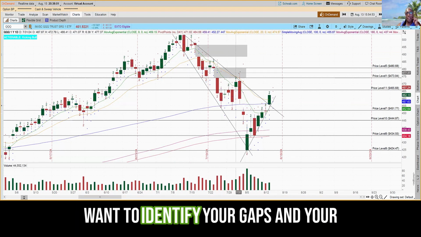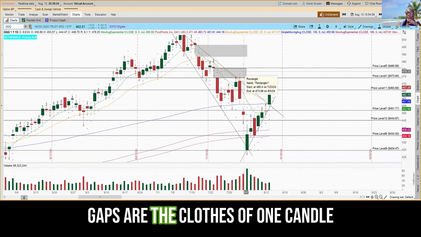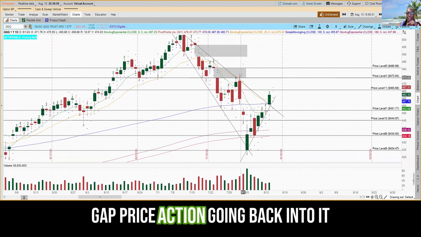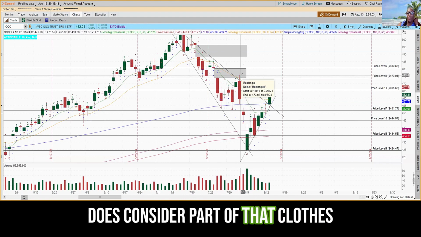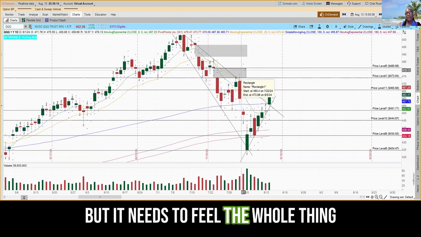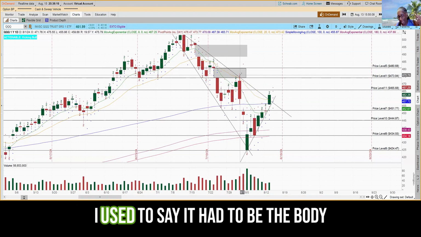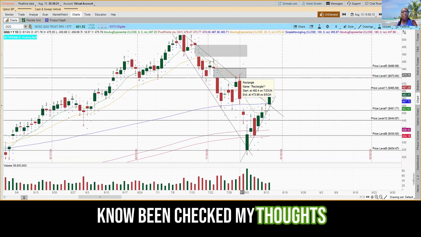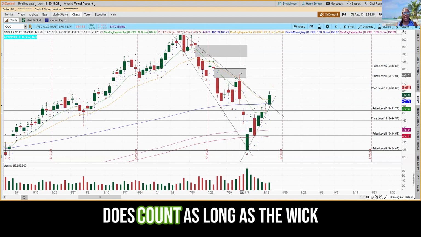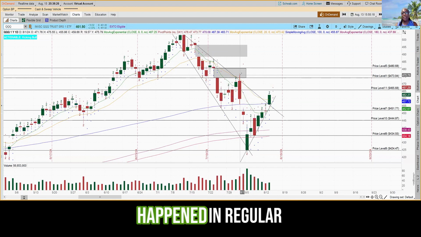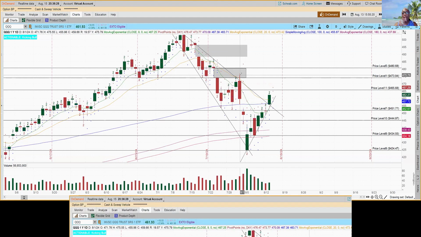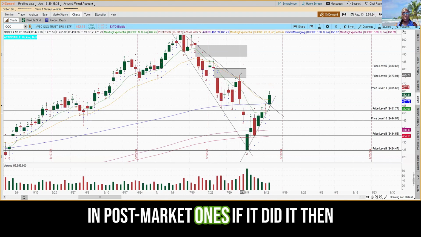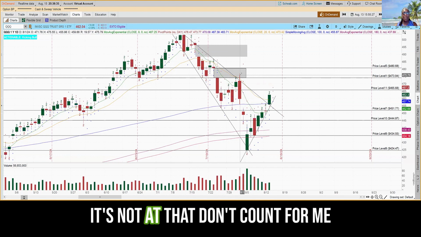and you want to identify your gaps. And your gaps are the close of one candle to the open of the next. That's the gap. Price action going back into it does consider part of that closed, but it needs to fill the whole thing. And I used to say it had to be the body, but I've now been checked. My thoughts have been changed that the wick does count, as long as the wick happened in regular market, not in pre-market and post-market. I don't count the pre-market and post-market ones. If it happened then, it doesn't count for me.